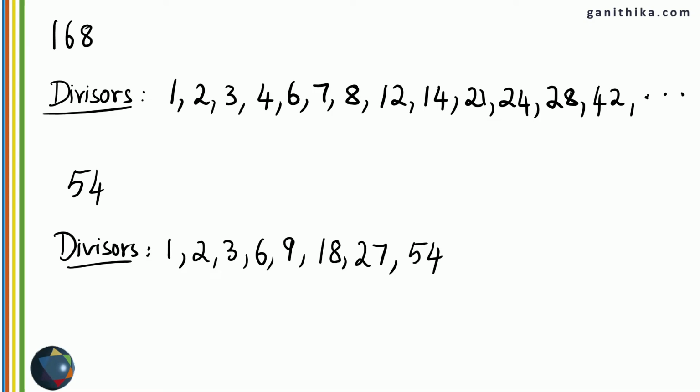I stopped at 168 up to 42 and put 3 dots over there because I don't need any more numbers, because I'm going to compare that with 54. So I don't need to go beyond 54 there. I'm not writing those divisors there.